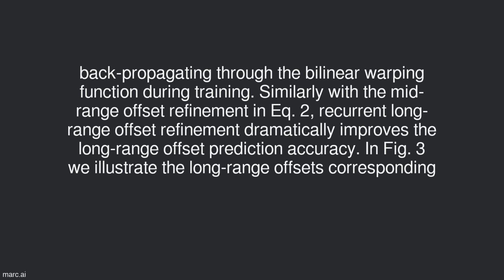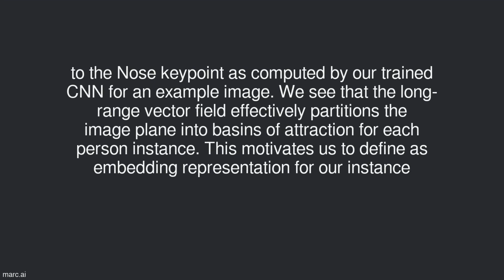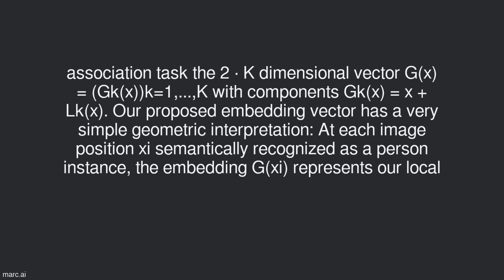In Fig. 3 we illustrate the long-range offsets corresponding to the nose keypoint as computed by our trained CNN for an example image. We see that the long-range vector field effectively partitions the image plane into basins of attraction for each person instance. This motivates us to define as embedding representation for our instance association task the 2K-dimensional vector g(x) equals (g_k(x)), k equals 1, ..., K, with components g_k(x) equals x plus L_k(x). Our proposed embedding vector has a very simple geometric interpretation.